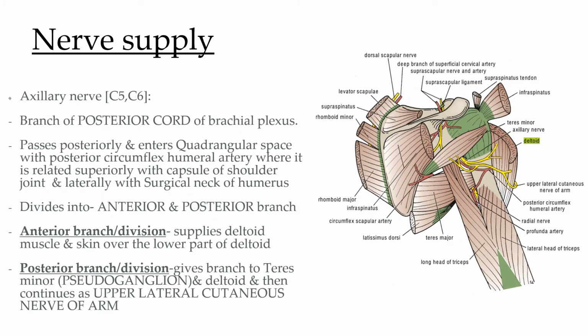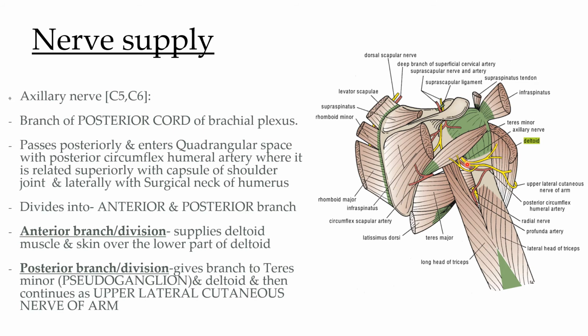Nerve supply to the deltoid comes through the axillary nerve, which has the root value C5 and C6. This axillary nerve is the branch of the posterior cord of the brachial plexus. After branching from the posterior cord, the axillary nerve enters the quadrangular space. The details of this quadrangular space we will talk about in upcoming slides. As of now, you need to remember that after taking origin from the posterior cord of the brachial plexus, this axillary nerve enters into the quadrangular space.